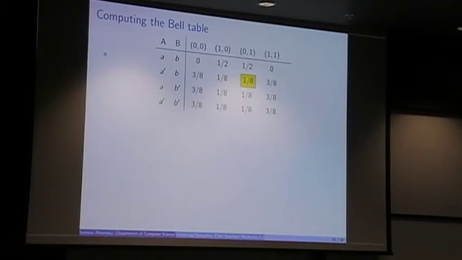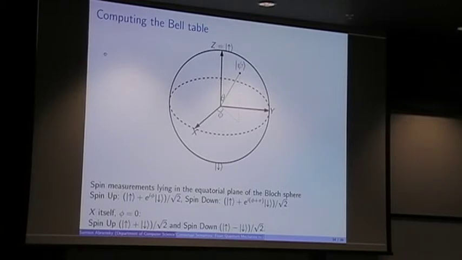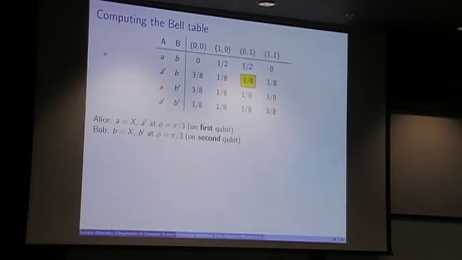So let's, for an example, compute this entry of the Bell table. As we said, we're now going to interpret these formal things we were calling measurements or registers by specific quantum measurements in the quantum sense. So I'm going to take Alice's A measurement to be measuring in the x direction, and her A prime measurement to be measuring still on the equatorial plane but at an angle phi, which we take to be pi over 3.